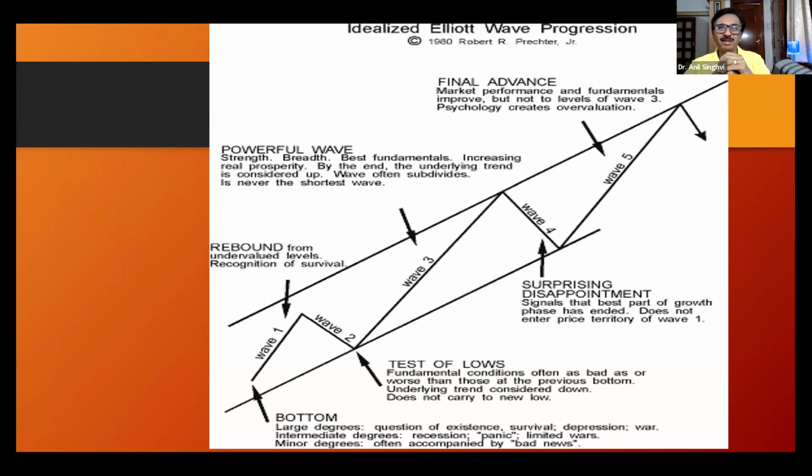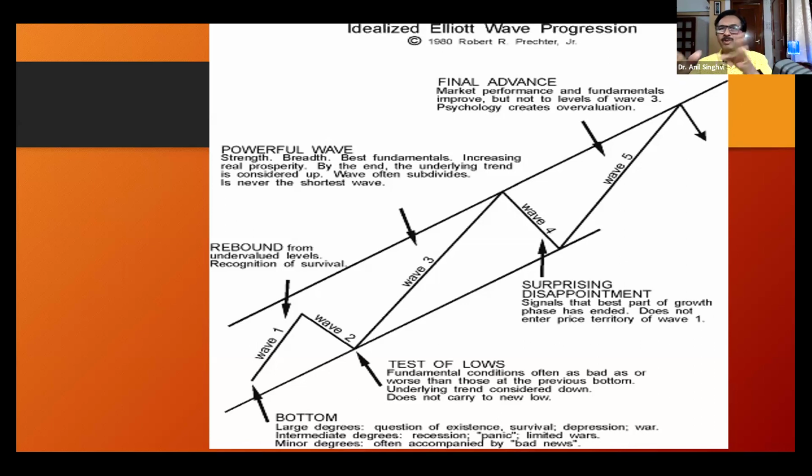Now, wave three is the dramatic wave. It's the very biggest wave. And wave three was the wave we caught in the 2014 elections. And that was a very rewarding time for all of us, because we could identify wave three at the beginning and we were just long with everything on that move. So best fundamentals, increased prosperity, and by the underlying trend, everybody believes that this is a bull market which is going to go on all the time.